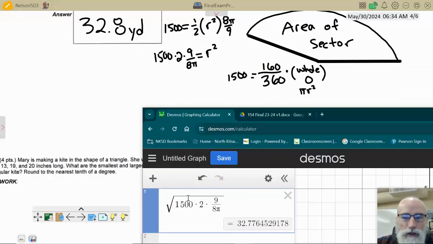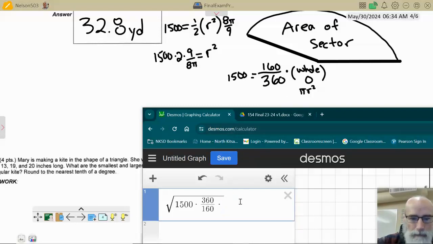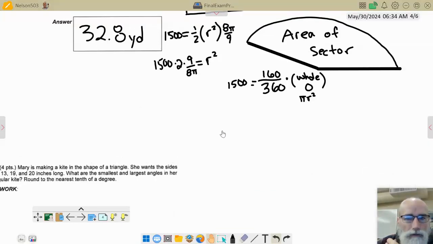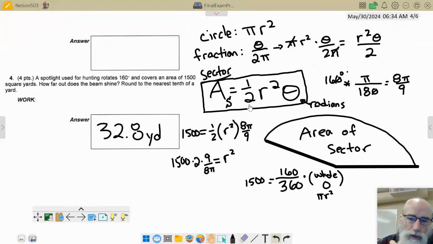Let's see. I still want 1,500 in there, but right here, I would have 360 divided by 160. And then over here, let's see, we had pi r squared in there. So I'm dividing by pi, right? So I've got to divide by pi. So right here, I'm just going to jump down in the denominator and put a pi right down there. Hey, look at that. I get the same answer, 32.8. So you don't have to convert to radians and use this formula, but it's pretty convenient if you do.